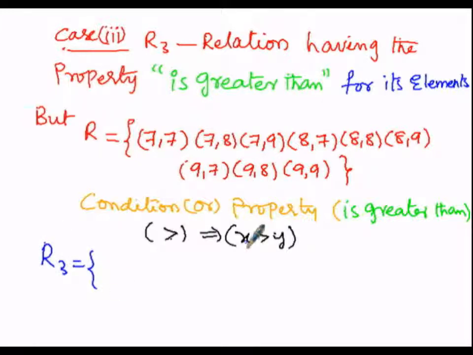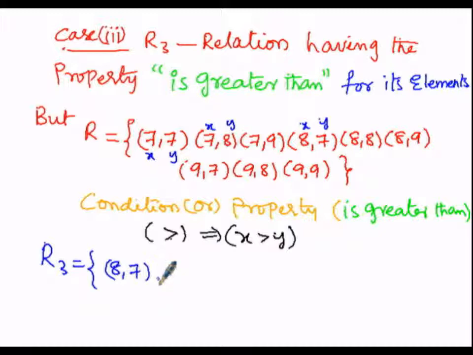So when we check the elements of R, the first ordered pair x and y has x coordinate 7 and y coordinate 7, both are equal, so it does not satisfy the condition x greater than y. Then (7, 8): 7 is less than 8, but we need x greater than y, so it does not satisfy. (7, 9): 7 is less than 9, so we can avoid it also. Whereas (8, 7): the first coordinate is 8 and the second is 7, x is greater than y, so it satisfies this condition. Therefore we can include (8, 7) as the first element of this relation R3.